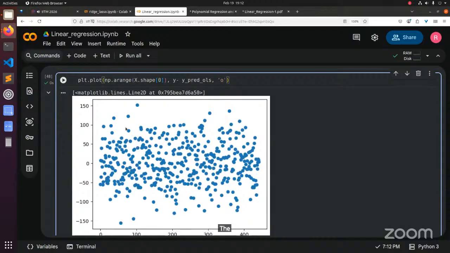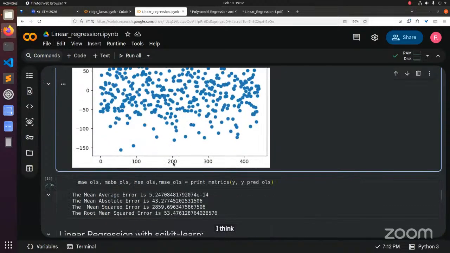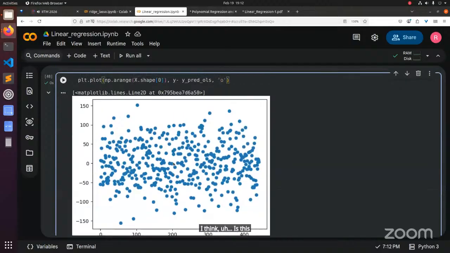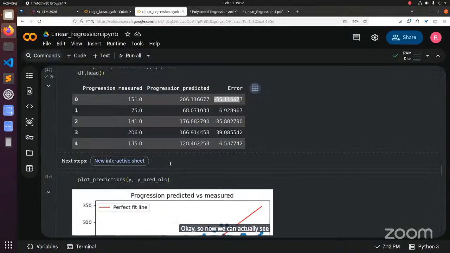The values are very high. So a degree 1 polynomial is not a good fit. You need to increase the degree of the polynomial to actually make it a good fit. Is this okay? Yes, sir. Okay, so now we can see that what we did is a linear regression.